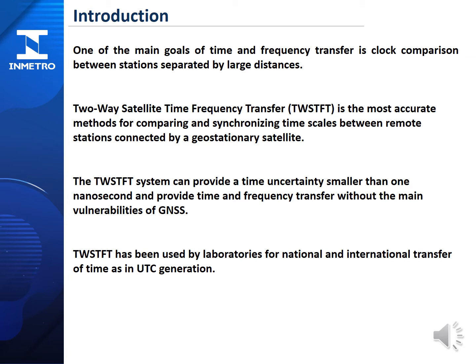Two-Way satellite time and frequency transfer is the most accurate method for comparing and synchronizing timescales between remote stations connected by geostationary satellites. The Two-Way system can provide a time uncertainty smaller than 1 nanosecond and provide time and frequency transfer without the main vulnerabilities of GNSS. Two-Way has been used by laboratories for national and international transfer of time, as in UTC generation.